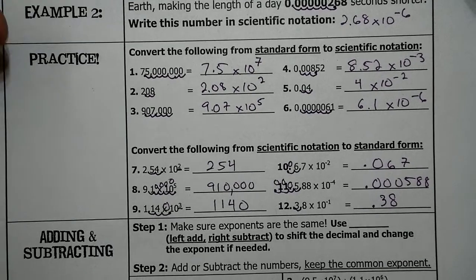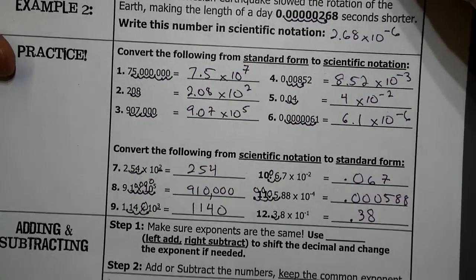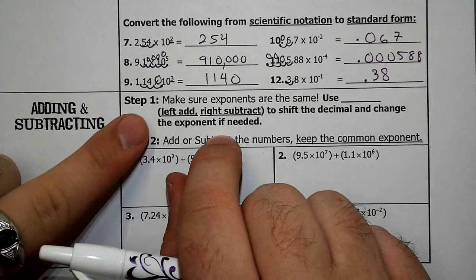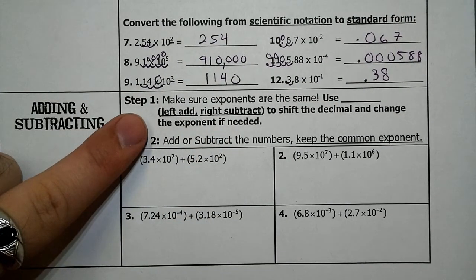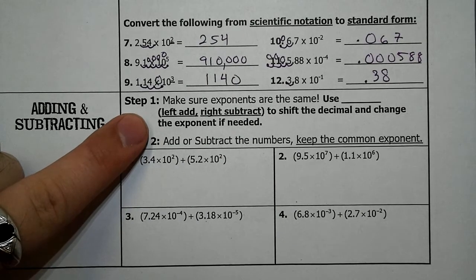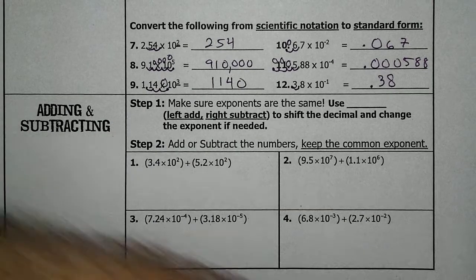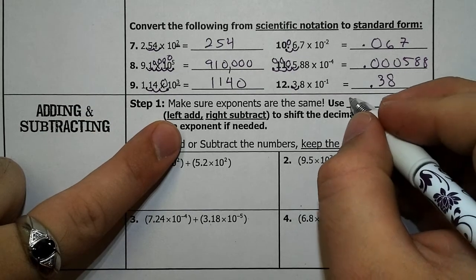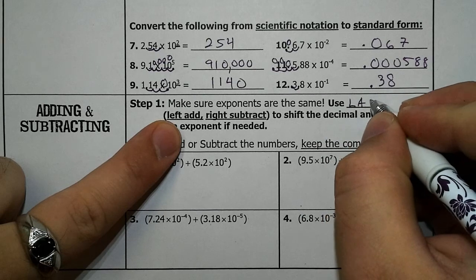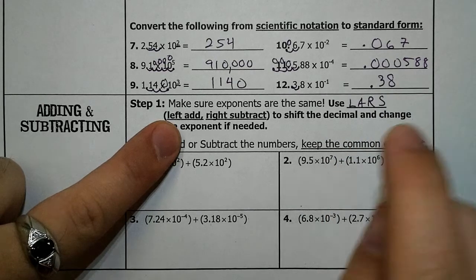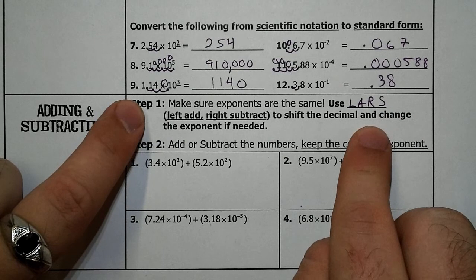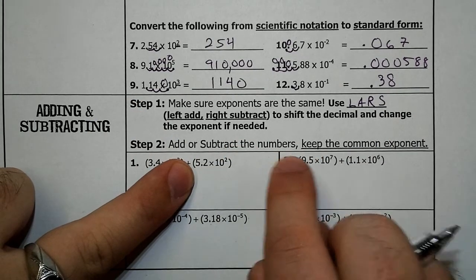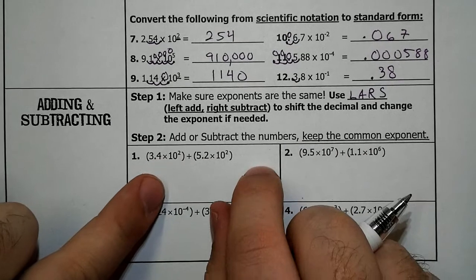Alright, now, if we have adding or subtracting, what we can do is, first we've got to make sure the exponents are the same. Then what you're going to do is use LARS, which stands for left goes add, right goes subtract. You're going to shift the decimal and change the exponent. Then you can add or subtract just the numbers and keep that common exponent. So here's what I mean by that.